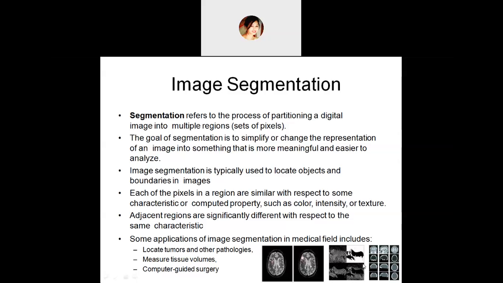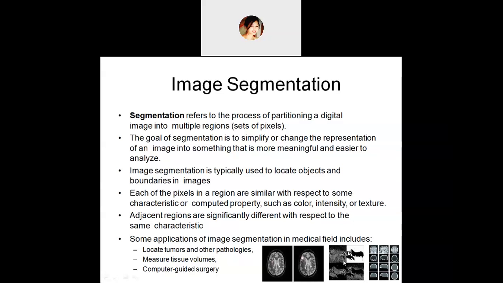Then measuring tissue volumes, and here they are using it for computer guided surgery. These are all medical fields. They are showing examples of applications of image segmentation in medical fields. Just remember that segmenting a particular image into parts in order to extract the features from that image is known as image segmentation. It is particularly done in order to extract features such as color, intensity or texture.